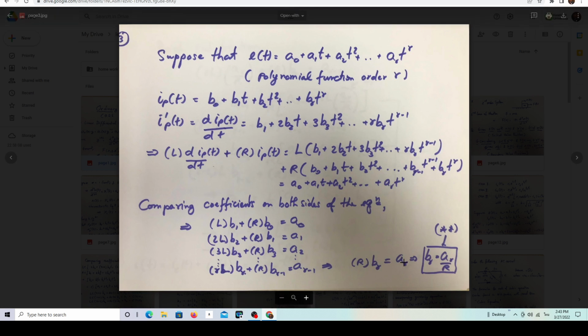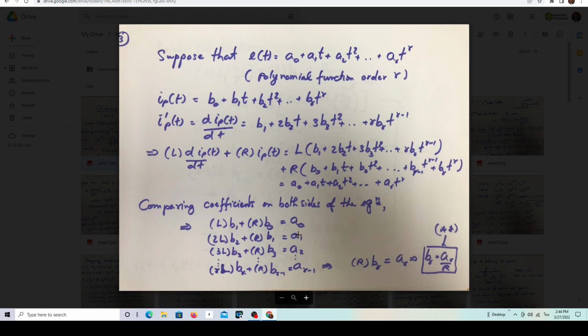So you can see that you can find b sub r, for the last term of b, for the order of a polynomial function here, b sub r equals a sub r divided by capital R. Capital R is the resistance number. So once you find b sub r here, you can do the back substitution.